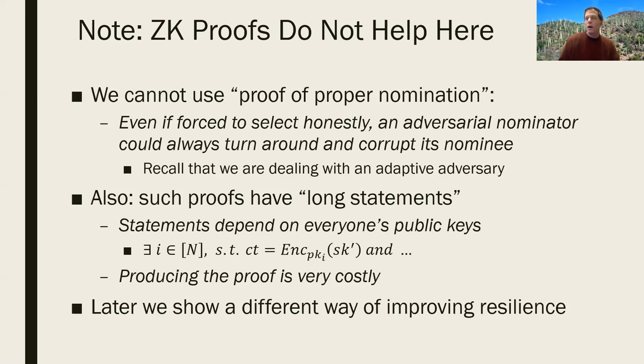So that doesn't help at all in this double dipping problem that we had, because the parties nominated by the adversarial nominators will be corrupted whether or not the nominators are forced to act properly. The other problem with this is that these proofs have long statements. I mean, the statement that we want to prove is that there exists some nominee such that the thing that I broadcast is encrypted under the public key of that nominee of the secret key, and so on. In particular, it's a statement of size N. So producing the proof is very costly. Even though there are cryptographic techniques that allow you to prove long statements with short proofs, producing them is expensive. We will show towards the end of this talk a better way of improving resilience that doesn't need long proofs and doesn't need long statements and gets you almost optimal parameters.